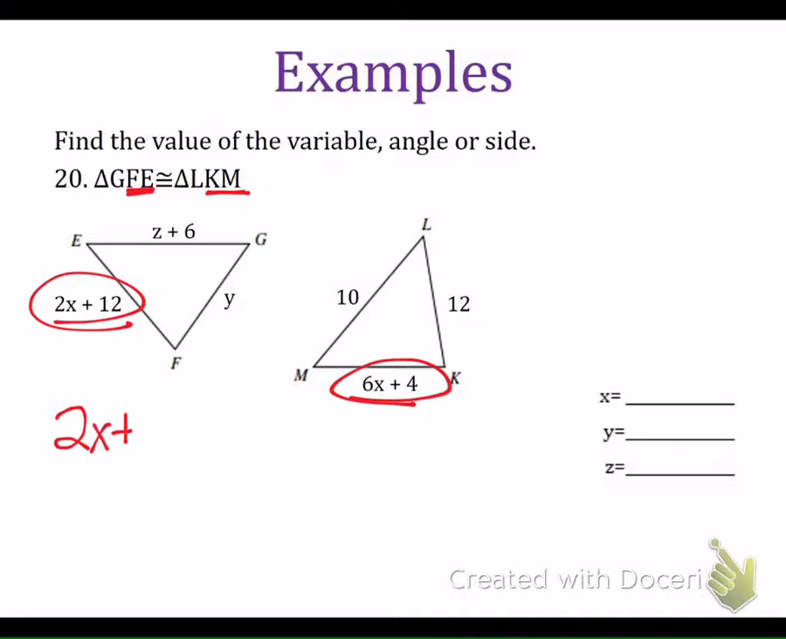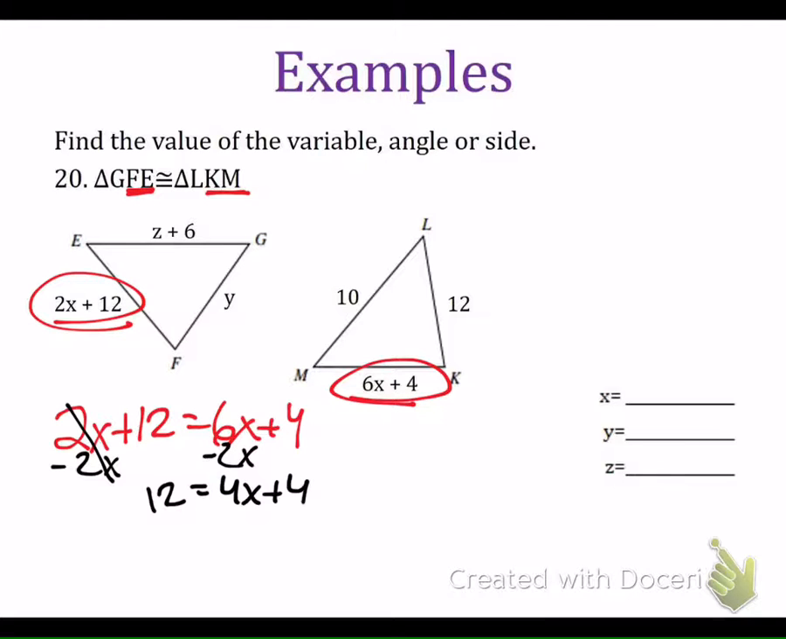So 2x plus 12 equals 6x plus 4. Uh-oh. Get your x's together. Subtract 2x, good. So 12 equals 4x plus 4. Then what? Yep, divide both sides by 4 and you get that x equals 2.